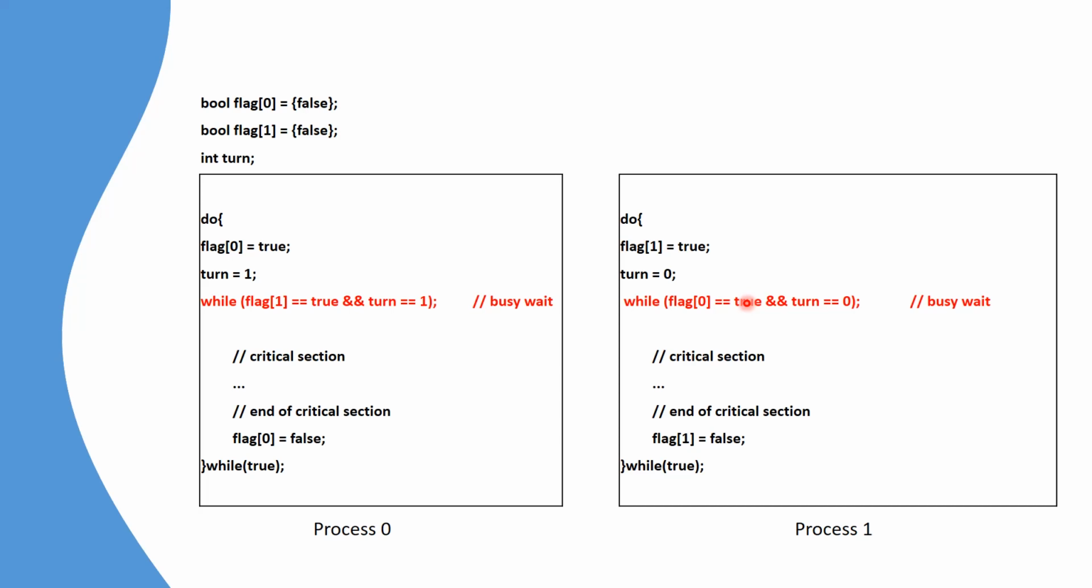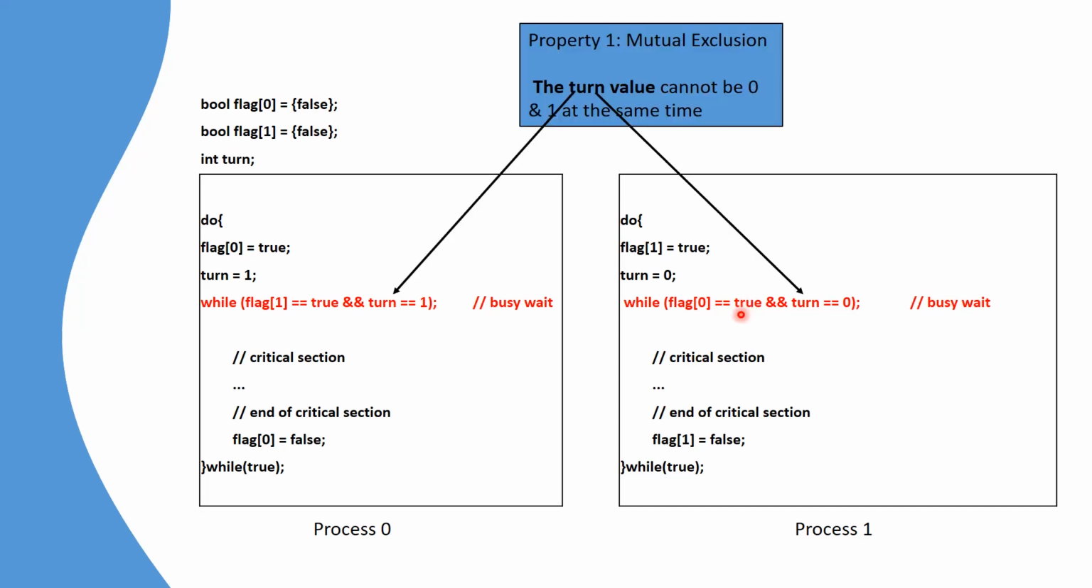So let us look at the first property, that is mutual exclusion. If we look at the first property, we see that the value of turn cannot be 0 and 1 at the same time. If both the processes are executing at the same time, the turn variable can either be 0 or 1. So if here it is 1, then the condition becomes true and process 0 is waiting. Turn value is 1, so 1 is not equal to 0, this condition becomes false and process 1 can enter the critical section. I will repeat the same thing again.